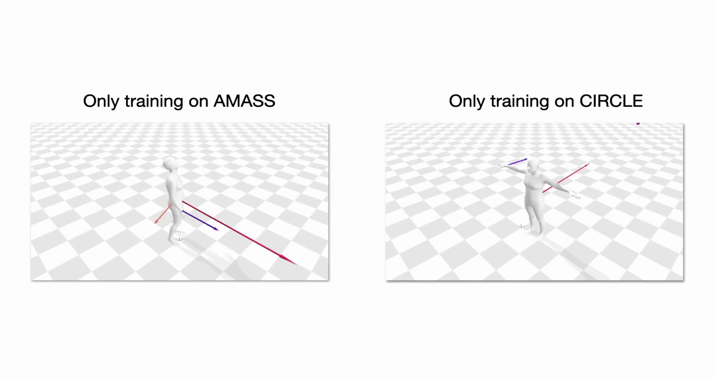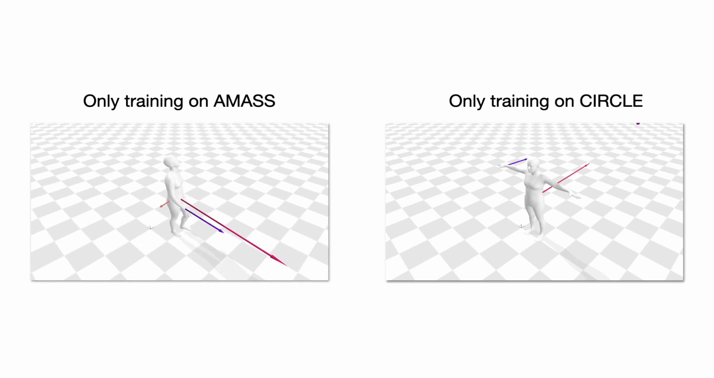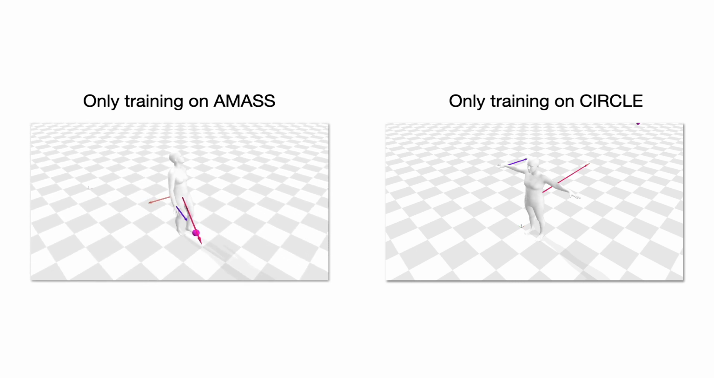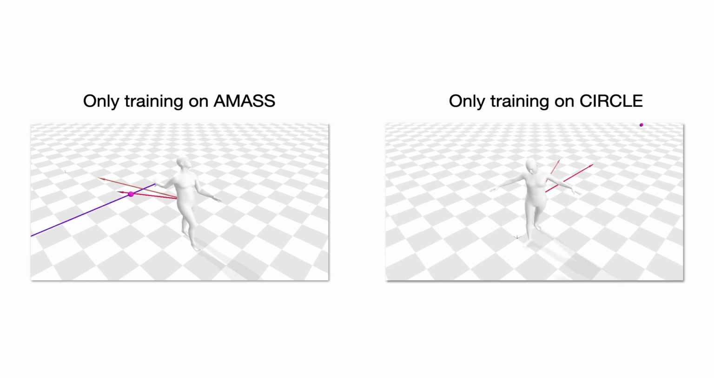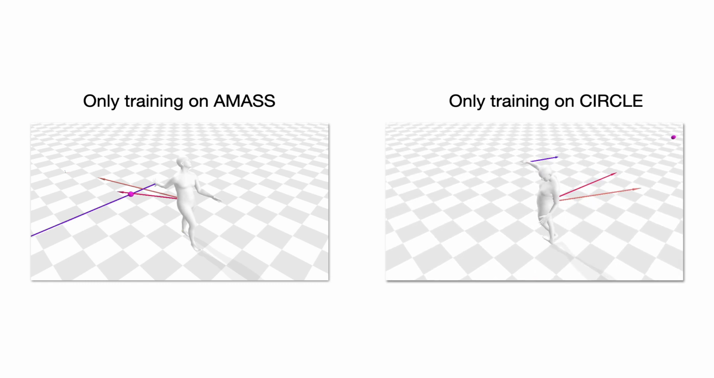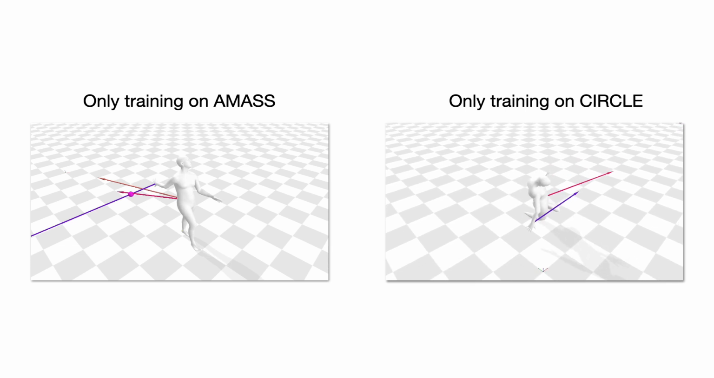To validate our hypothesis that both AMASS and CIRCLE are necessary, we also train WANDR using each dataset alone. We observe that WANDR trained on AMASS can produce plausible motions, but they lack task-specific skills like slowing down in order to reach for a goal. Training only on CIRCLE, on the other hand, does not result in realistic motions since there is not enough motion variety in the dataset.